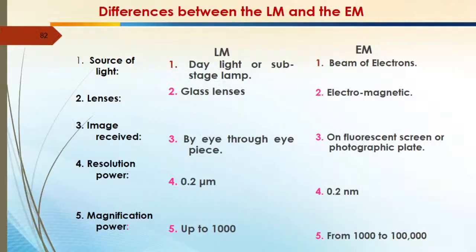Look at this one. What are the differences between light microscopy and electron microscopy? Nature of the physical forces: daylight or substage lamp versus beam of electrons; glass lenses versus electromagnetic lenses; and resolution power 0.2 micrometers versus 0.2 nanometers, and magnification is also different.